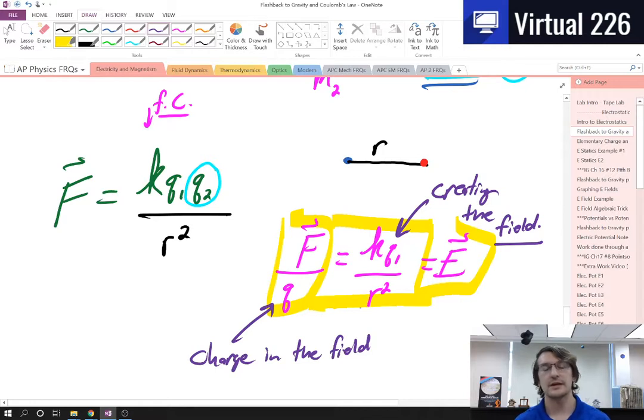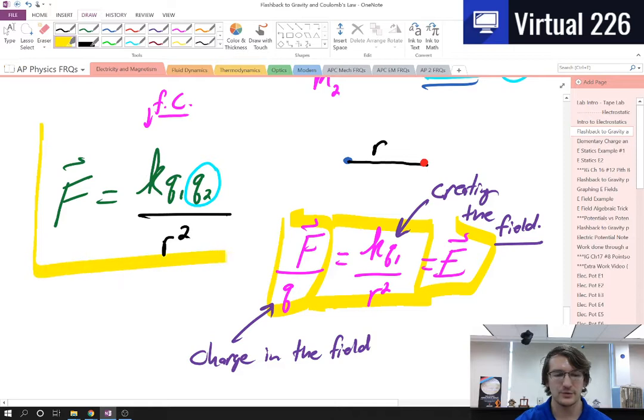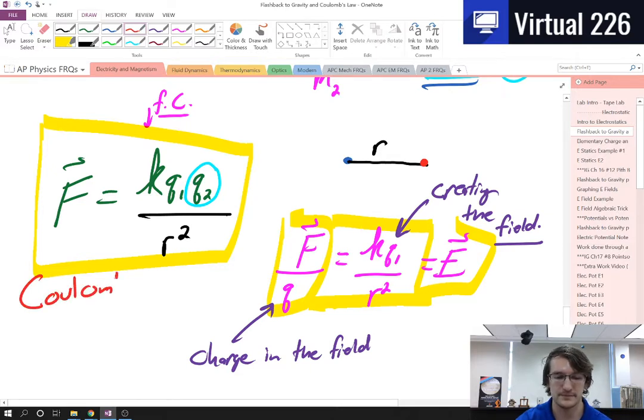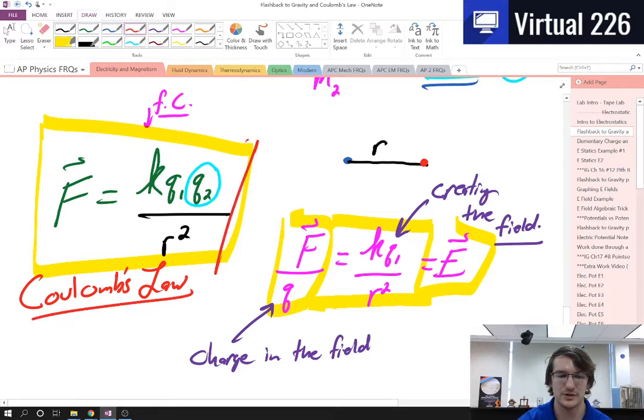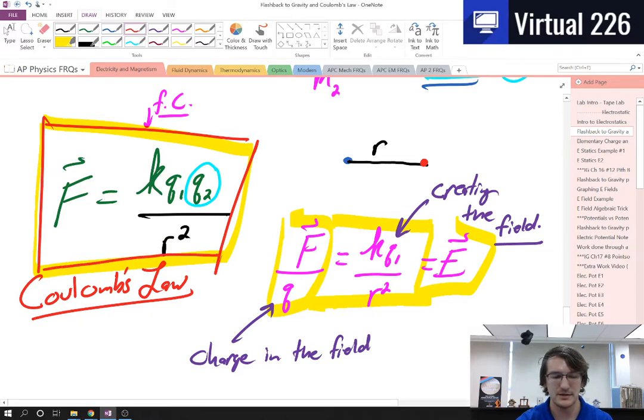The Q in the electric field equation is creating the field itself. Now the other equation we used to derive the electric field equation, F equals kQQ over r squared, is super important. This is what we actually call Coulomb's law. You need to have that memorized and down pat, because if you know Coulomb's law, you can get electric fields off of that, and you can do pretty much everything you want within our electrostatics unit.